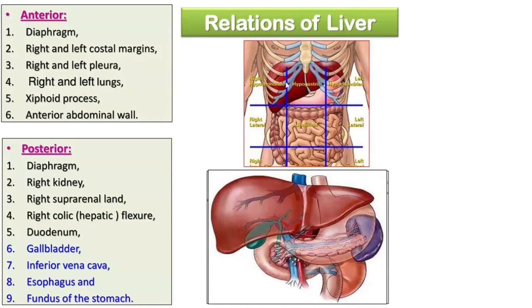As you can see here, this is the anterior relation. It has the diaphragm, the left and right costal margins, the left and right pleura over here, and the lungs over here, left and right, the xiphoid process, and the anterior abdominal wall. In the posterior relation, you can see the diaphragm which is covering the liver, the right kidney over here, the right suprarenal gland, the colic flexure over here, the duodenum over here, the gallbladder, the inferior vena cava, the esophagus over here, and the fundus of the stomach.